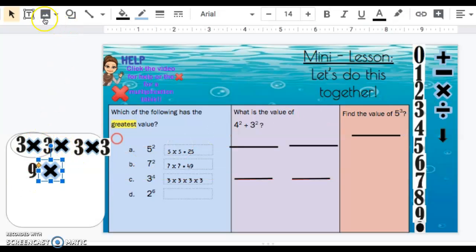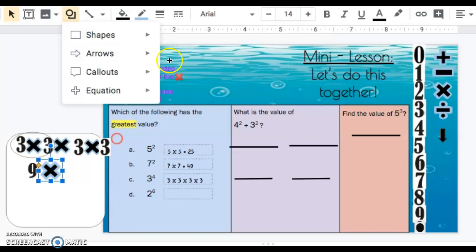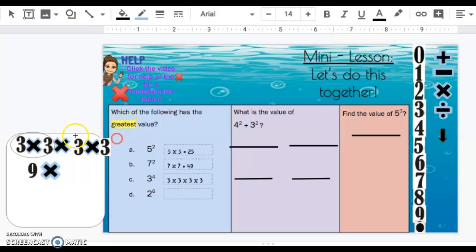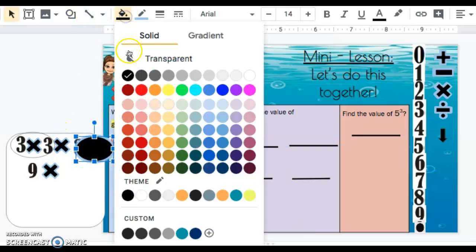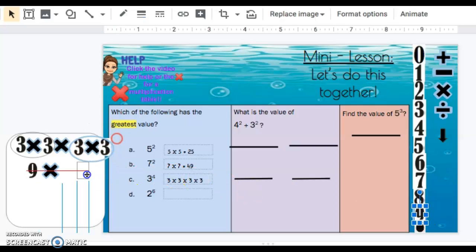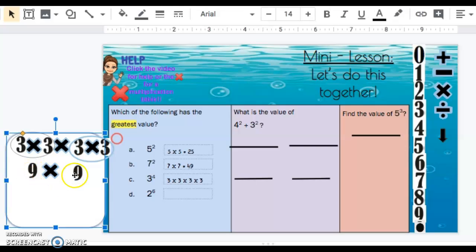Then I'm going to draw another circle around the other set of 3s, and make the filling transparent so you can see the 3s. So you have another 3 times 3. So you would have 9 for that. So now we have to do 9 times 9.